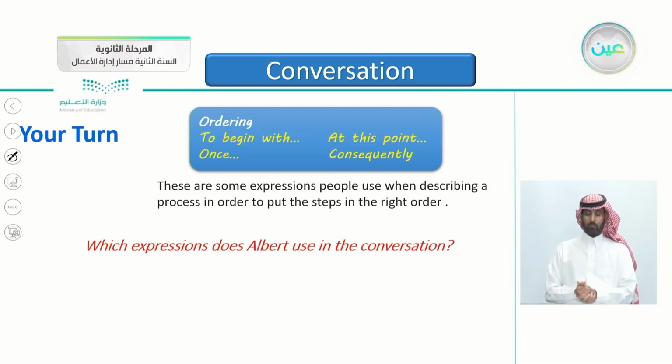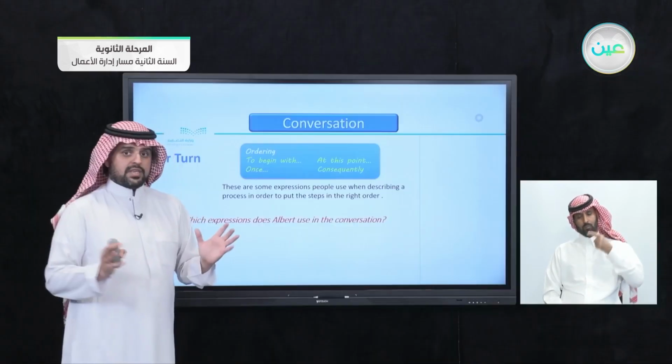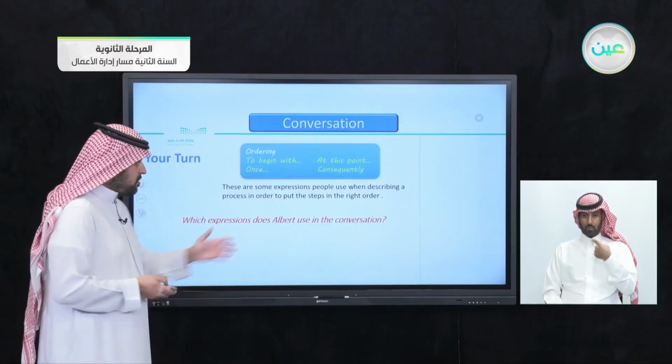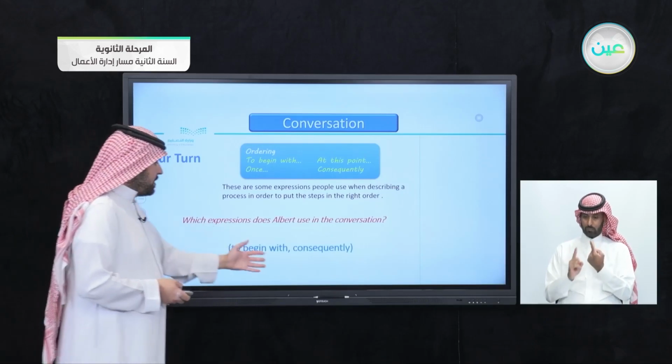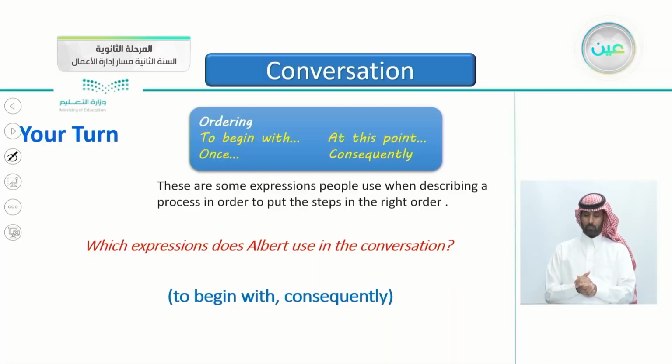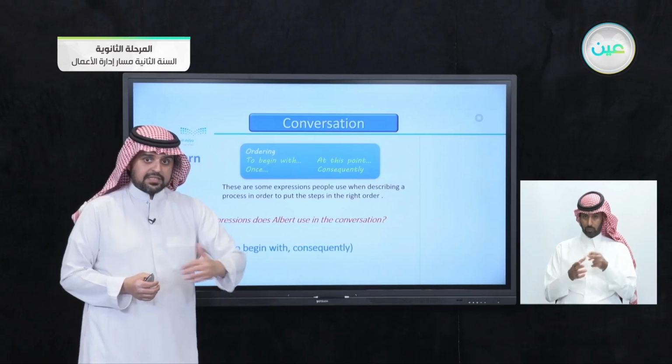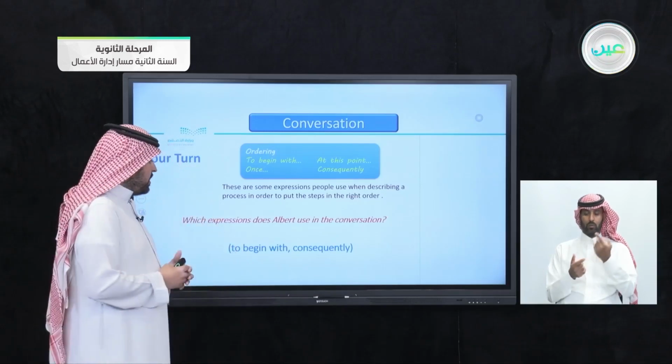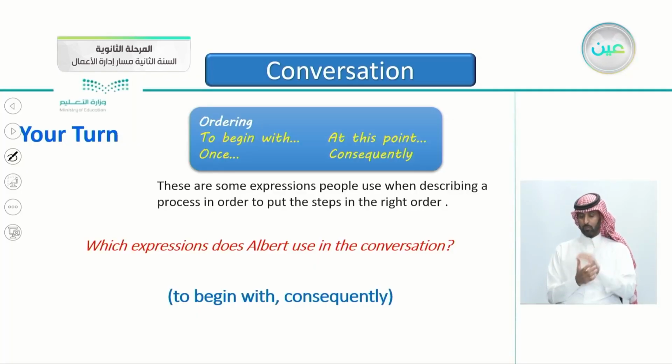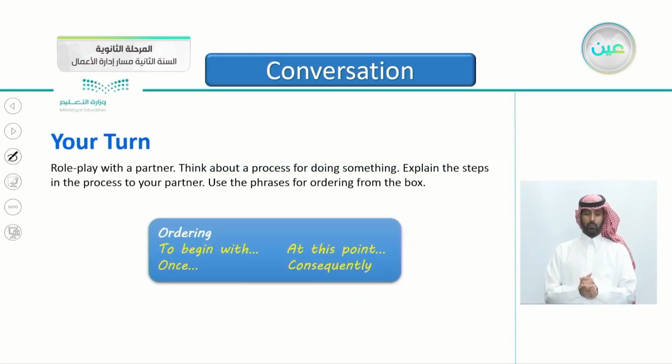Which expressions does Albert use in the conversation? To begin with and consequently. To begin with, this is the first thing, the first step. And the word consequently. So these are words to help you with the order of the story: to begin with, once, at this point, and consequently.